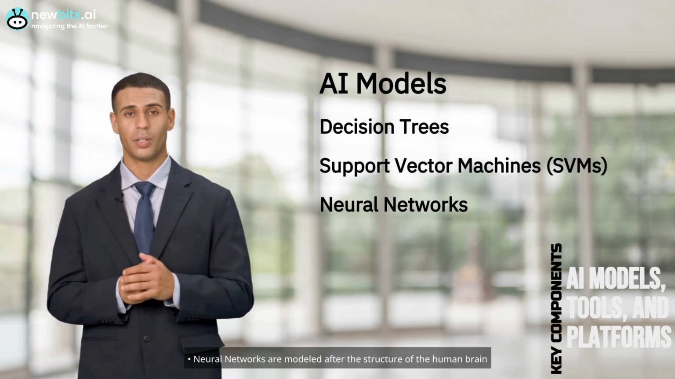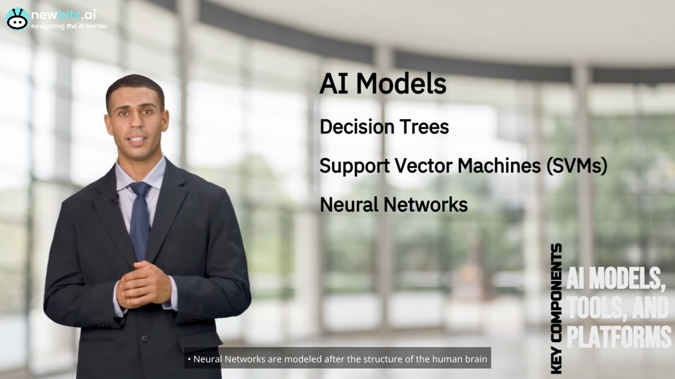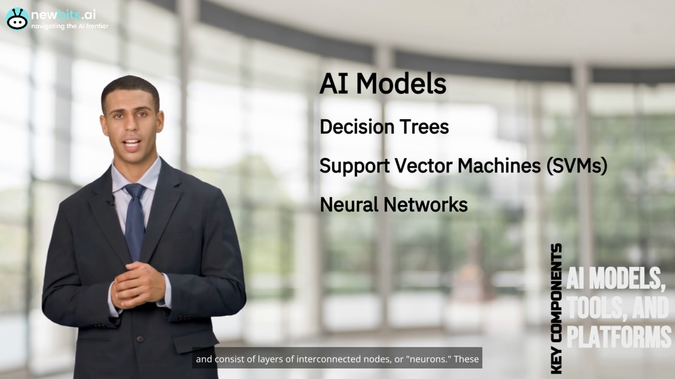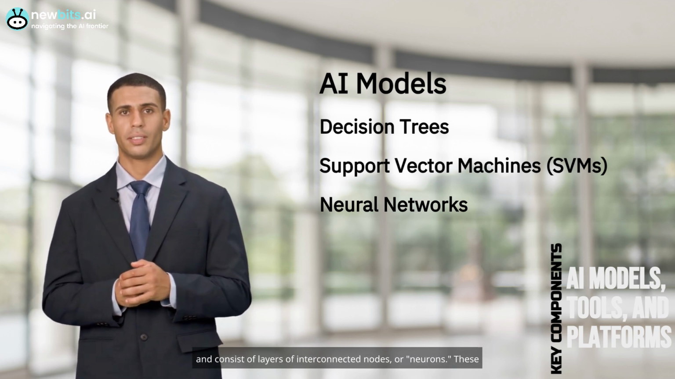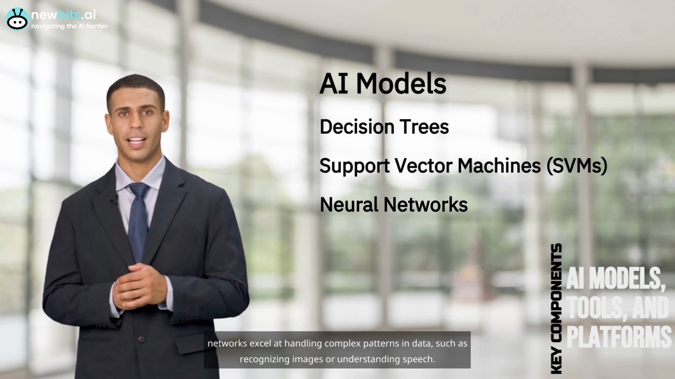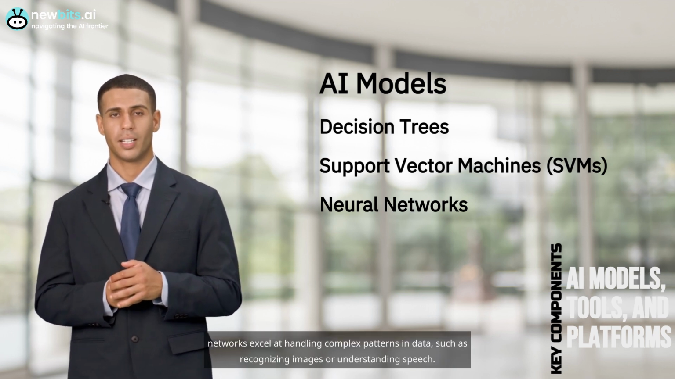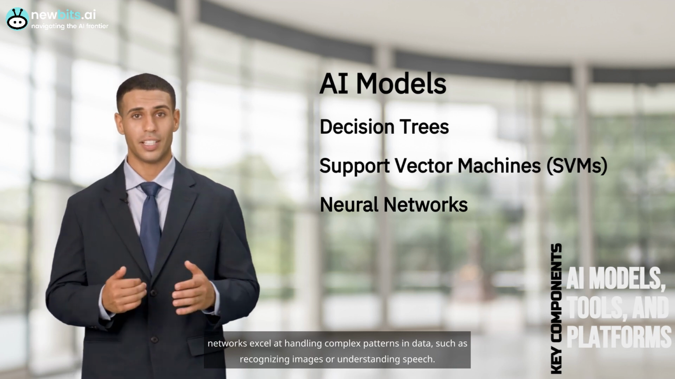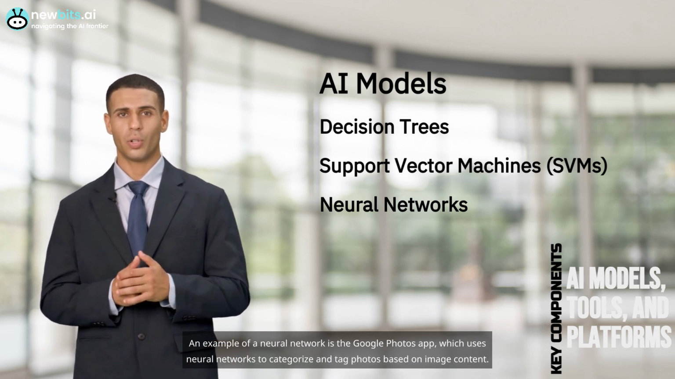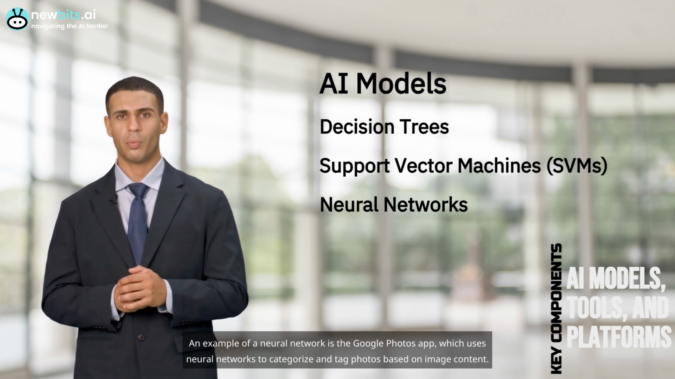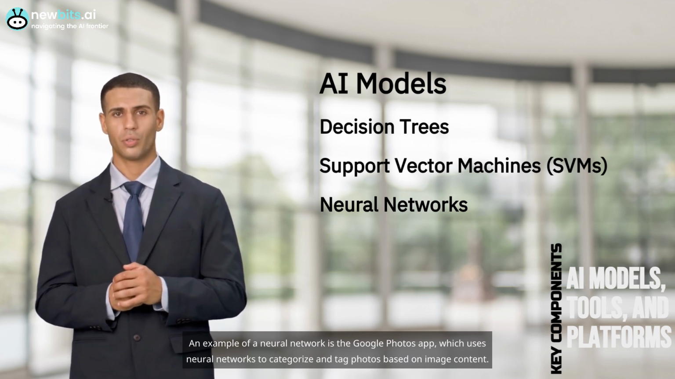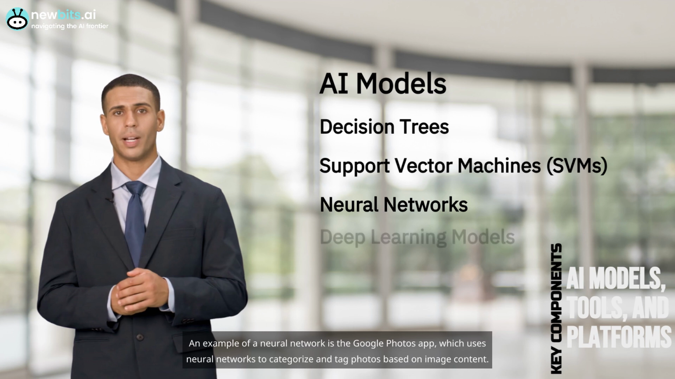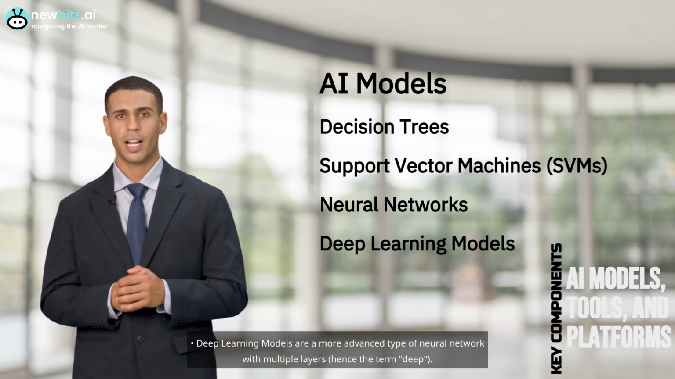Neural networks are modeled after the structure of the human brain and consist of layers of interconnected nodes, or neurons. These networks excel at handling complex patterns in data, such as recognizing images or understanding speech. An example of a neural network is the Google Photos app, which uses neural networks to categorize and tag photos based on image content.